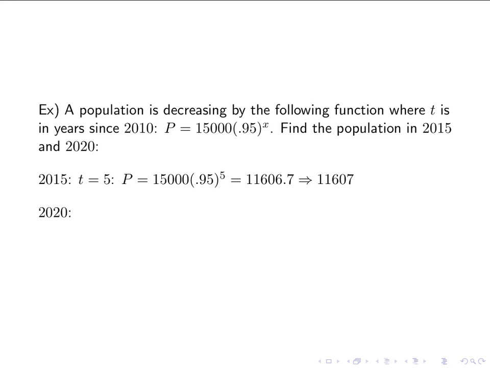For 2020, that is 10 years since 2010, so t is going to be 10, and we plug it in. I know that my function's decreasing, so my answer had better be less than the 11,607 I had earlier for t equals 5. I do it, and I get 8,981.05. Again, we round to the integer because it's a population, and it's 8,981. My values did go down, so that makes sense. Make sure that your answer always makes sense, that it's either increasing when it's supposed to or decreasing when it's supposed to.